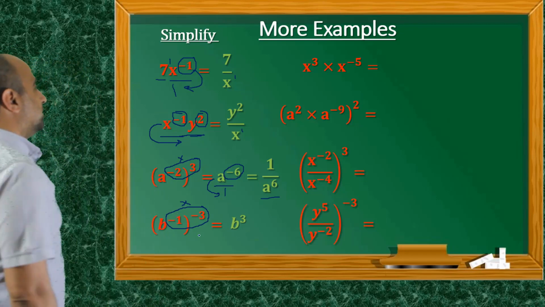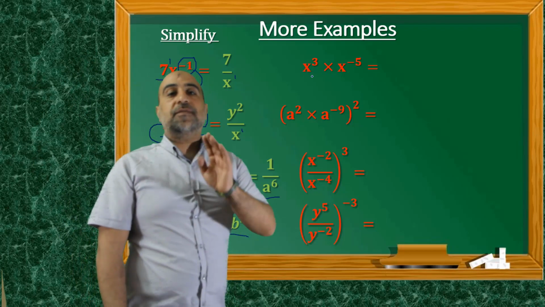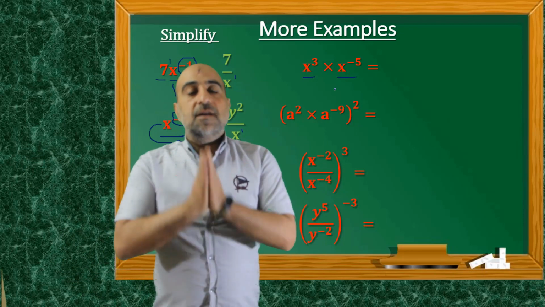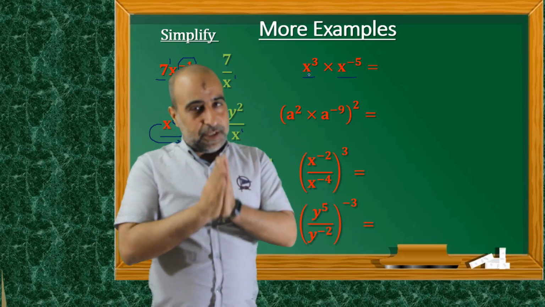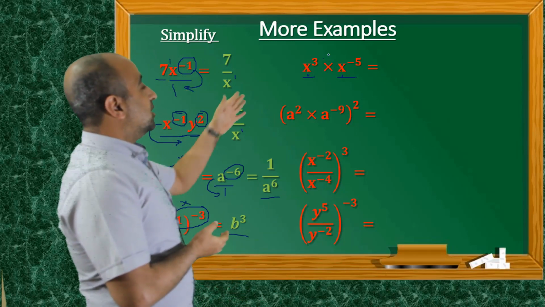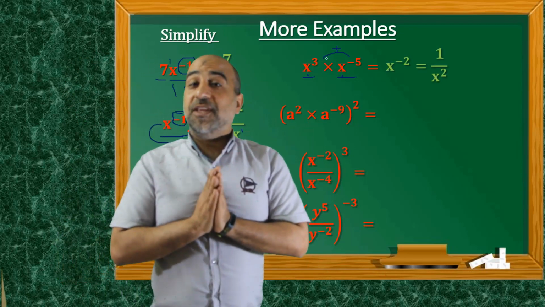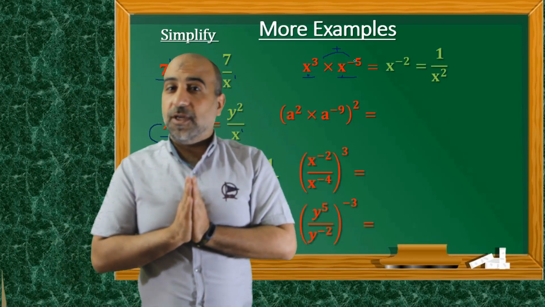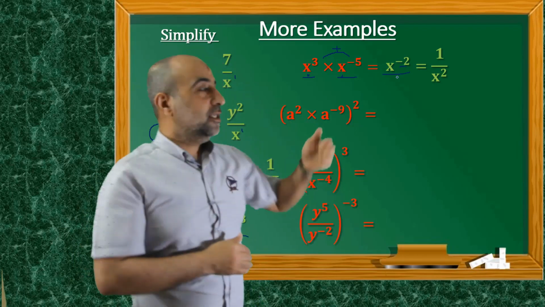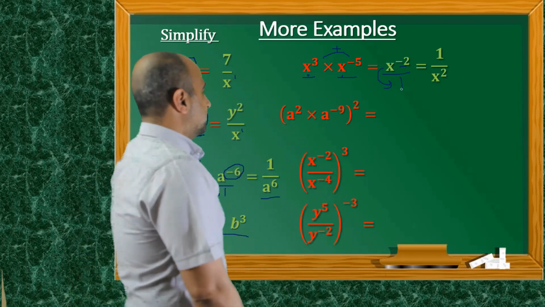The next example. x to the power of 3 multiplied by x to the power of negative 5. The bases are equal, which is x. Then find the sum of the powers in the multiplication. x to the power of 3 plus negative 5, which is x to the power of negative 2. x to the power of negative 2, put the reciprocal to get rid of the negative sign in the power, then it will be 1 over x to the power of 2. The next example.